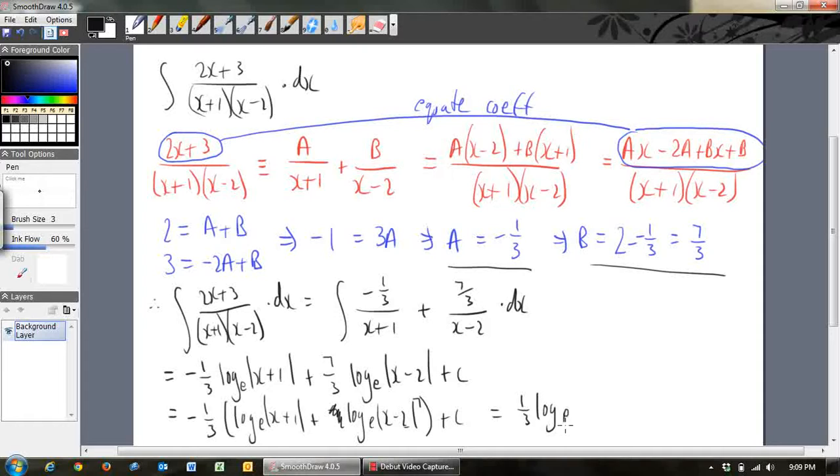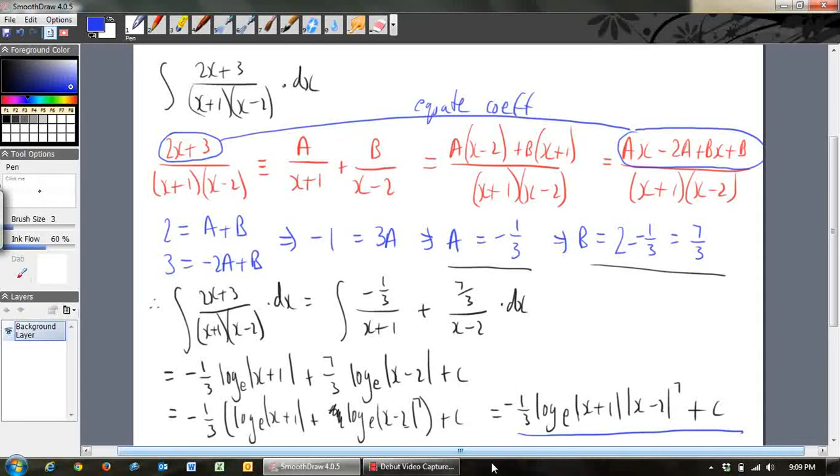So what that's equal to is 1/3 log e, and I'll just reassess here. I'll leave that negative 1/3 out because it just becomes annoying. And when you add two logs together, you just multiply the expression. So log e of x plus 1 times x minus 2 to the power 7, plus c. And there you go. Okay, so there's one.